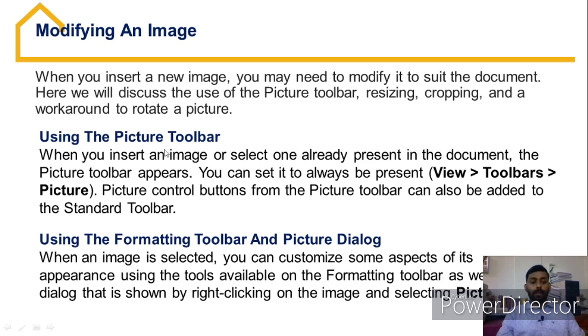Using the picture toolbar: when you insert an image or select one already present in the document, the picture toolbar appears. Then you can set it to always be present. Then there's the formatting toolbar and picture dialog. When an image is selected, you can customize some aspects of its appearance using the tools available on the formatting toolbar, as well as in the dialog shown by right clicking on the image.